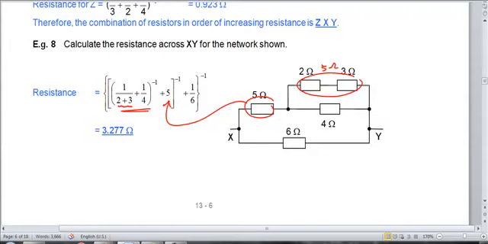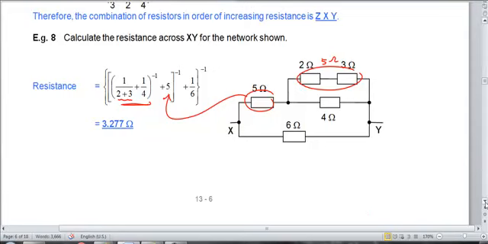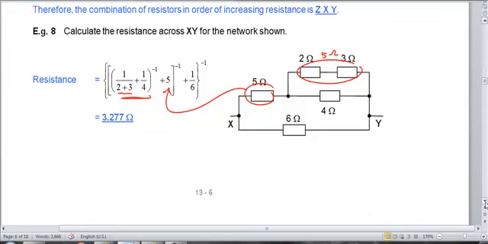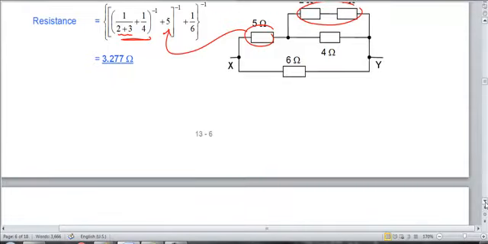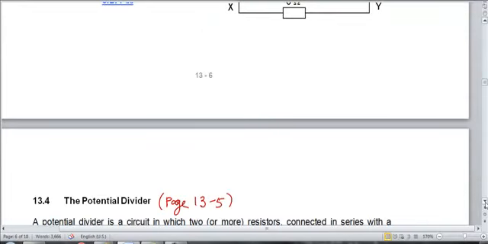Okay, and this upper branch here, the entire 5 plus this whole lot here, is in parallel with the 6 ohm. So as you can see, you do it step by step from the internal portion of the circuit, and you easily simplify it to get the combined resistance value. Okay, that's all for this section here.